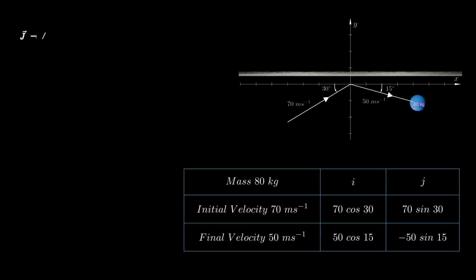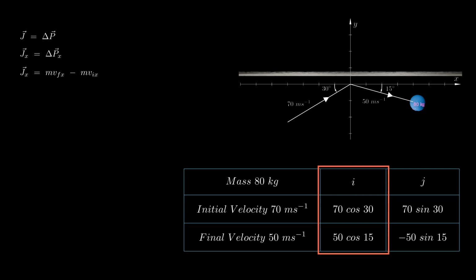To find the impulse, we need to determine the change in momentum in both the x and y directions. Let's first consider the x direction and calculate the change in momentum. We start by identifying the initial and final momentum in the x direction, denoted as m times v sub ix and m times v sub fx. The change in momentum in the x direction is then found by subtracting the initial momentum from the final momentum.